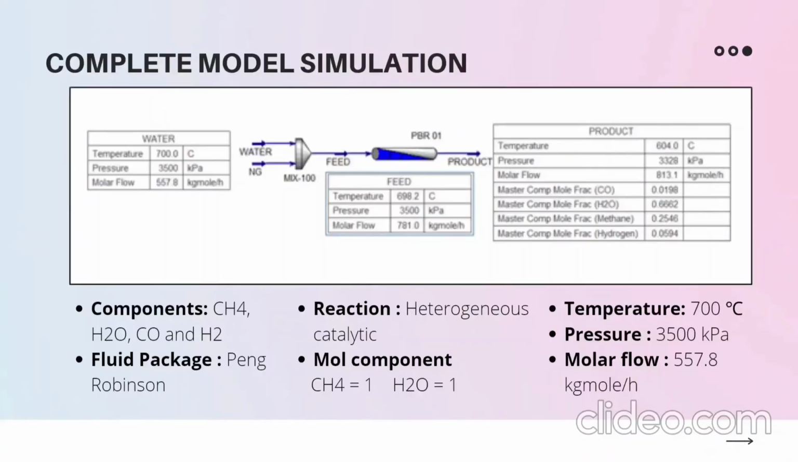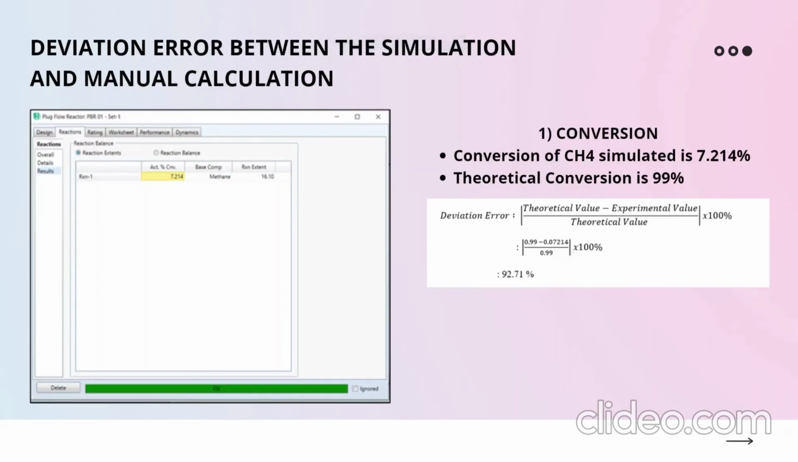Next, we will proceed to developing the mathematical model. The image shown in this slide is the complete model simulation, in which we use Peng-Robinson as the fluid package. CH4, H2O, CO, and H2 are used as components. We choose heterogeneous catalytic as the reaction. The mole components that are inputted are CH4 and H2O. The temperature is 700 Celsius, pressure is 3500 kPa, and molar flow is 557.8 kgmol per hour. We choose a mixer and a plug flow reactor, in which this plug flow reactor is replaced as a packed bed reactor since we add catalyst inside it. Now I will talk about the deviation error between the simulation and manual calculation.